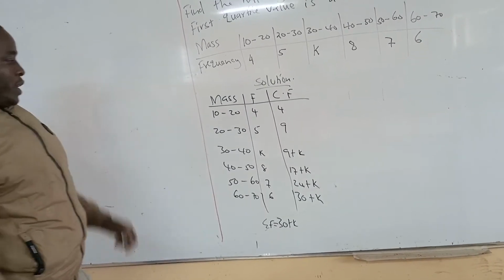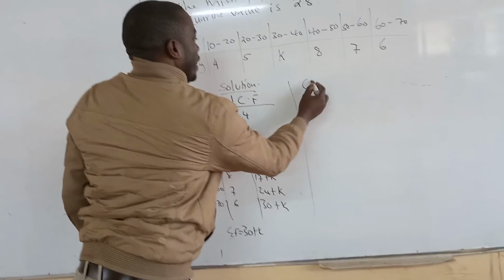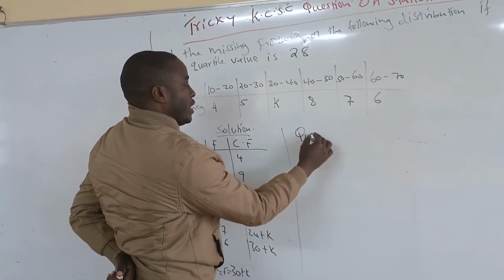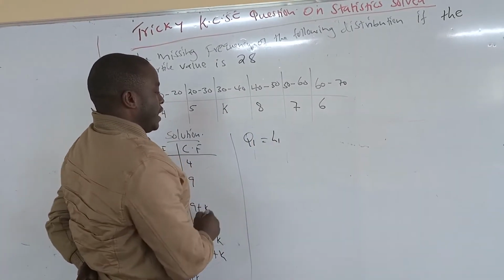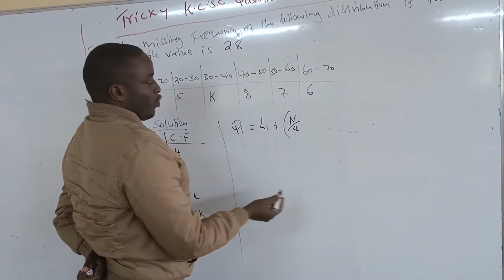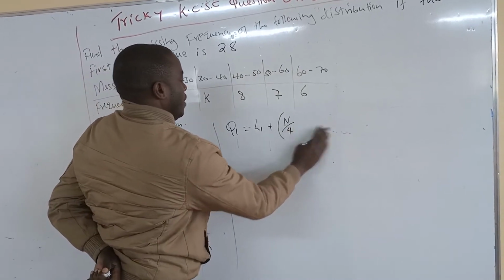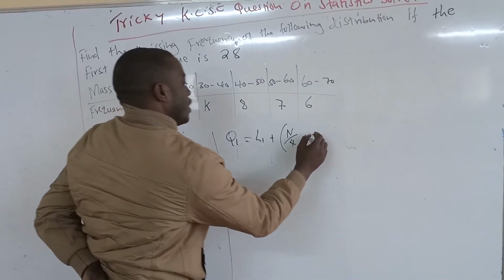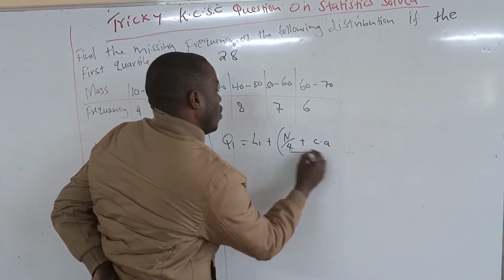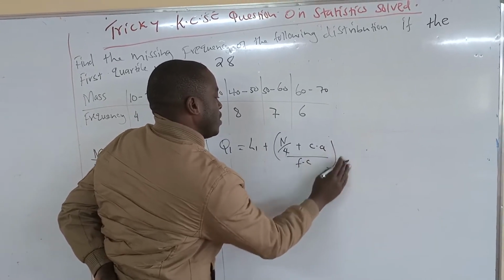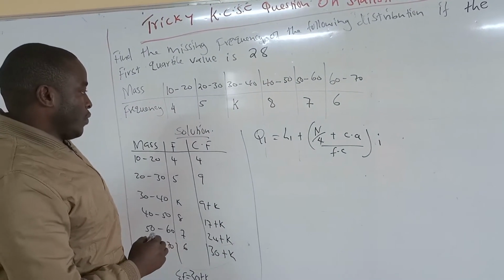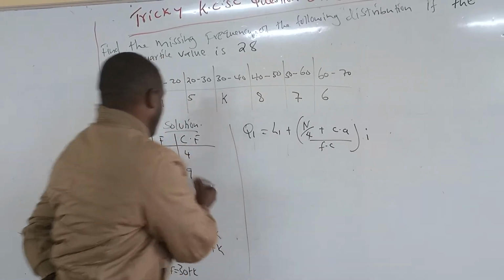Therefore, we need to understand how to find Q1, our lower quartile. We usually say Q1 equals the lower limit of that class plus brackets n over 4, that is a quarter of n, minus the cumulative frequency above that class, then divided by the frequency of the class, times the class interval, I. So I want now to list all these from whatever I have.